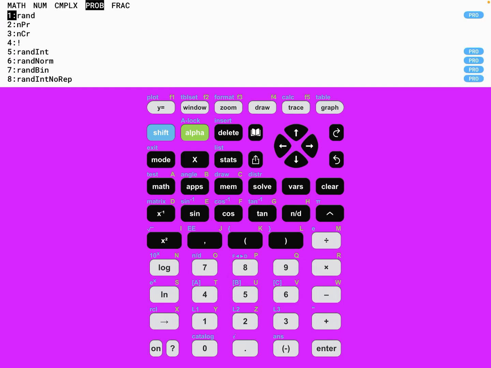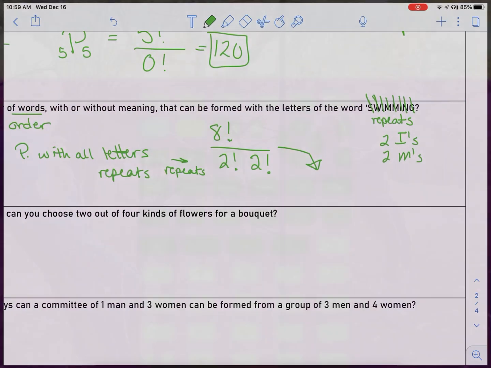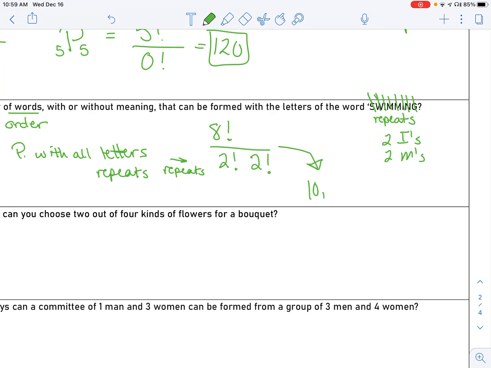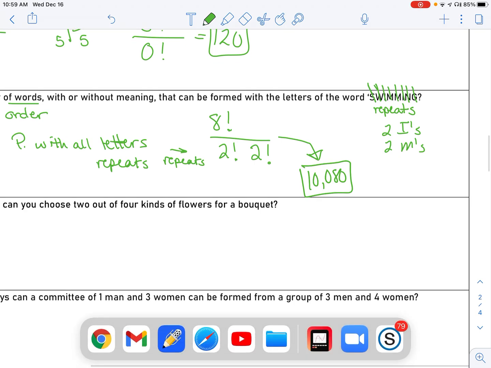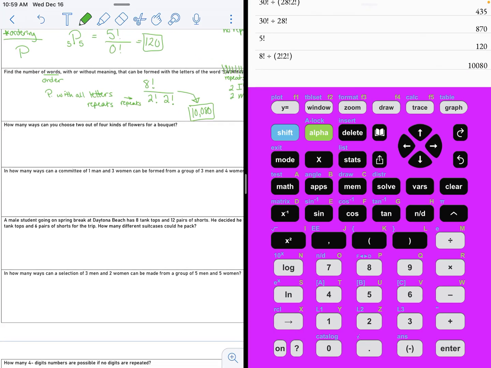That way, if somebody doesn't necessarily understand 2 factorial is 2, there you go. So there's my 8 factorial for my 8 letters. There's my 2 factorial for my repeats. So we're looking at 10,080. So there are 10,080 different arrangements of the letters in the word swimming. Okay, I'm going to keep that pulled up.